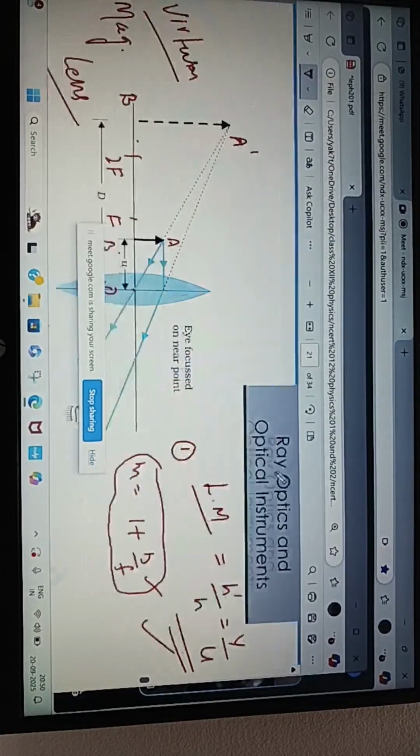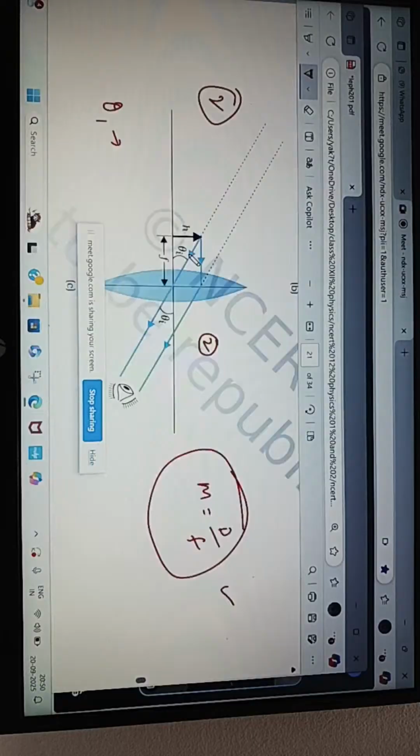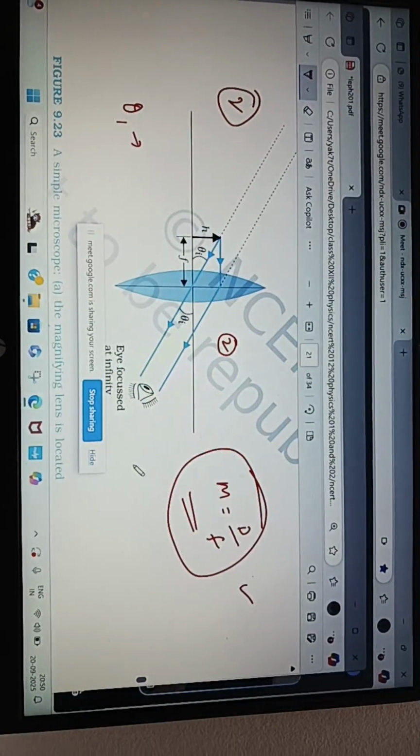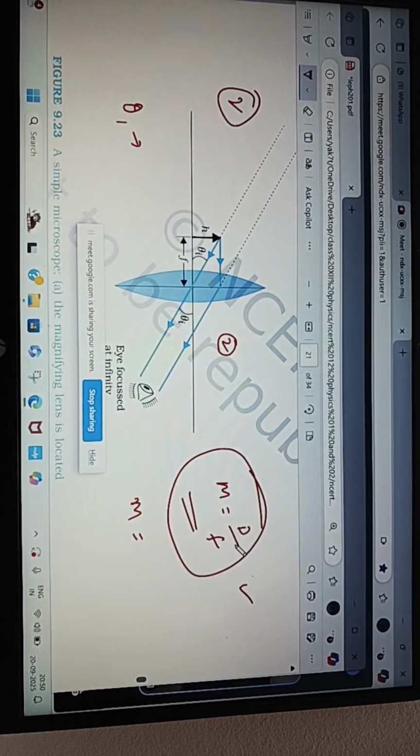Now you tell me, the second one, how is it derived? D by f. On what basis are they derived? M is equal to what? There, h dash by h. Here what have they taken? Think and tell. It is in front of you. Not v by u, d by. This is derived based on theta I upon theta O, the angular separation of the image divided by the angular separation of the object.